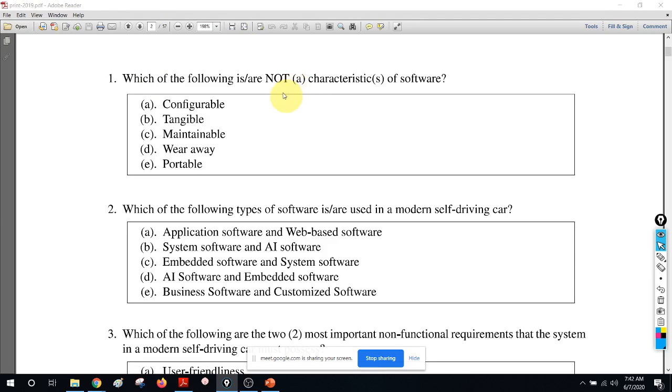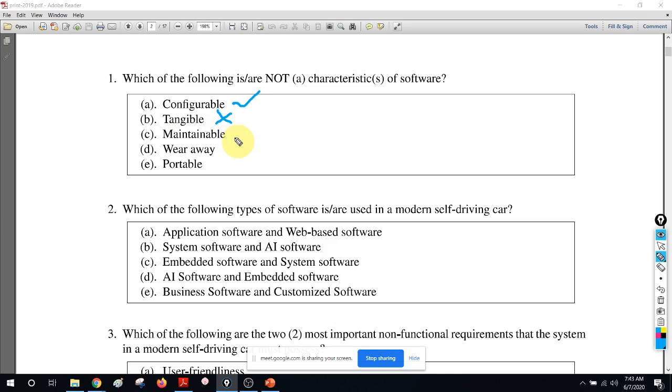Likewise, customization you can do. You can increase the font size. You can disable some functionalities. That feature is there because it's software, so configurability is there. Software is not tangible, so that is obvious. Software is not a physical thing.